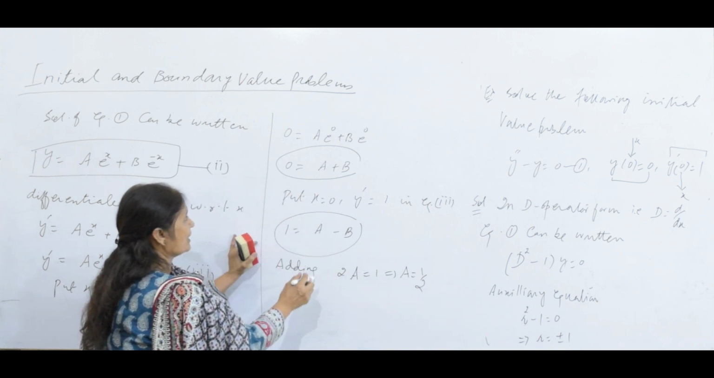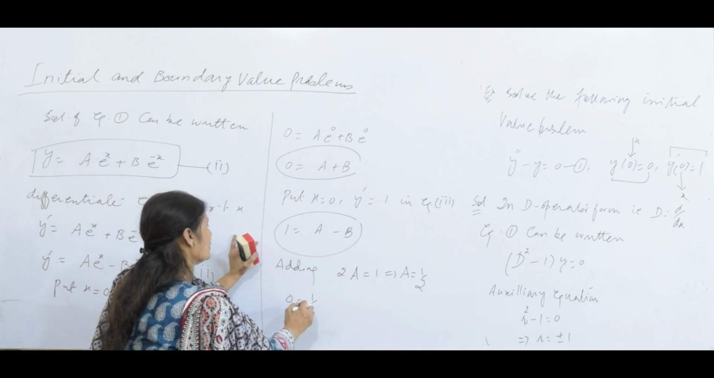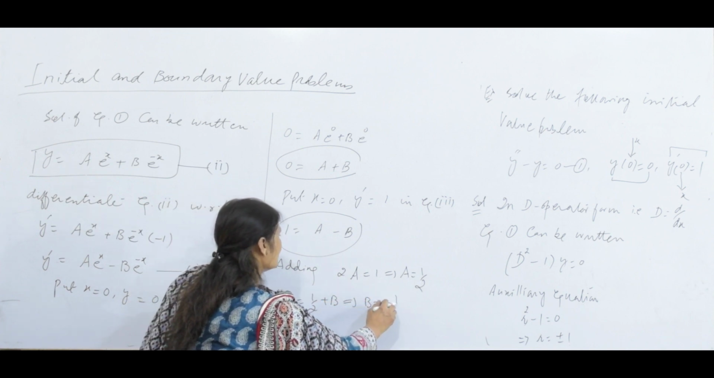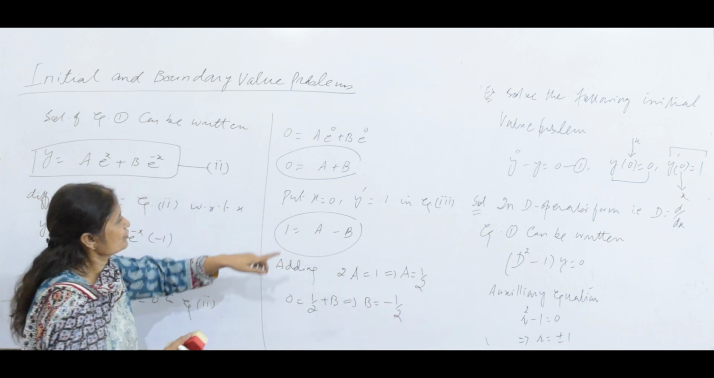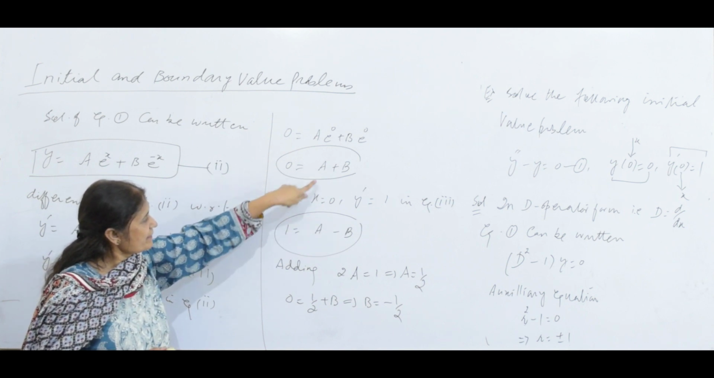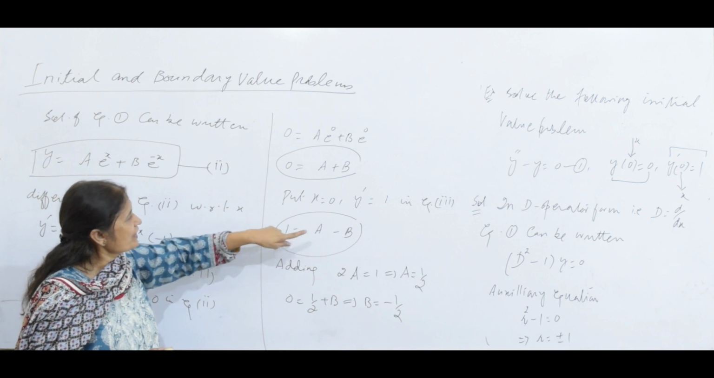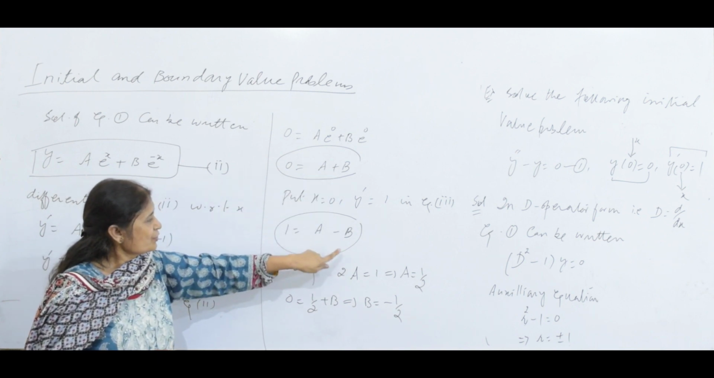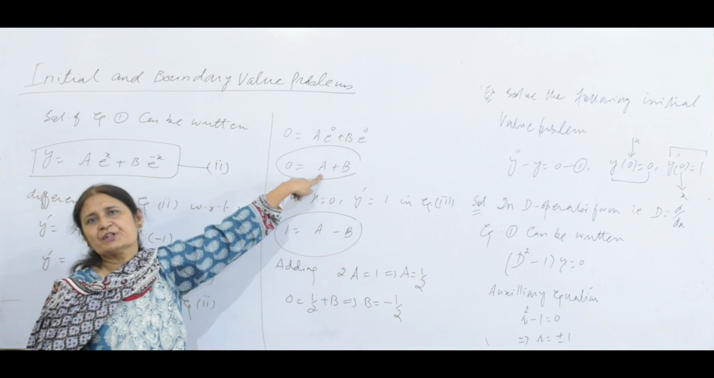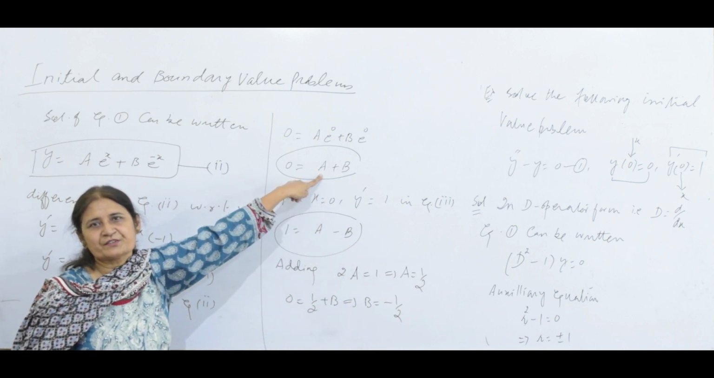If A is equal to half, then 0 is equal to half plus B. This implies B is equal to minus half. So we are solving these two simultaneously. If we add, A plus A is 2A equal to 1, B and minus B cancel. So 2A is equal to 1, it means A is equal to half. Putting A there, you get B equal to minus half.